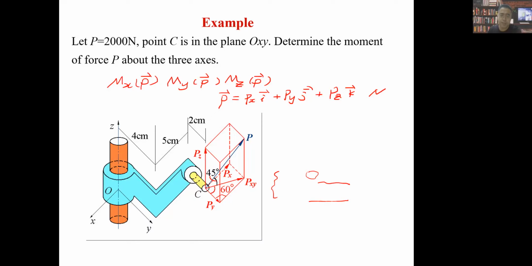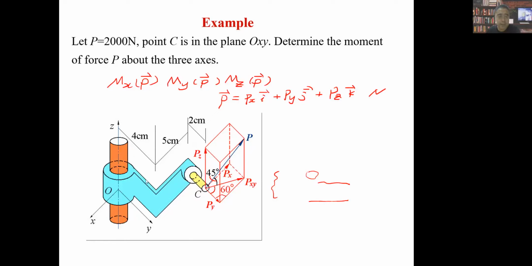It's also a little bit difficult, but it simplifies the process of the projection force. Because if we know Px, Py, and Pz, then when we calculate the moment about the z-axis, we find that Pz is parallel to the z-axis, so its moment about this axis will be 0. So we only need to calculate the moment of Py about z and of Px about z. Then we only need to calculate Py about point O and Px about point O.